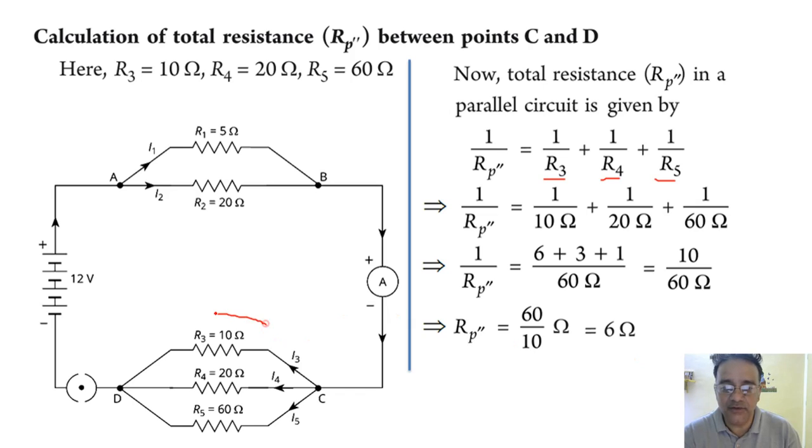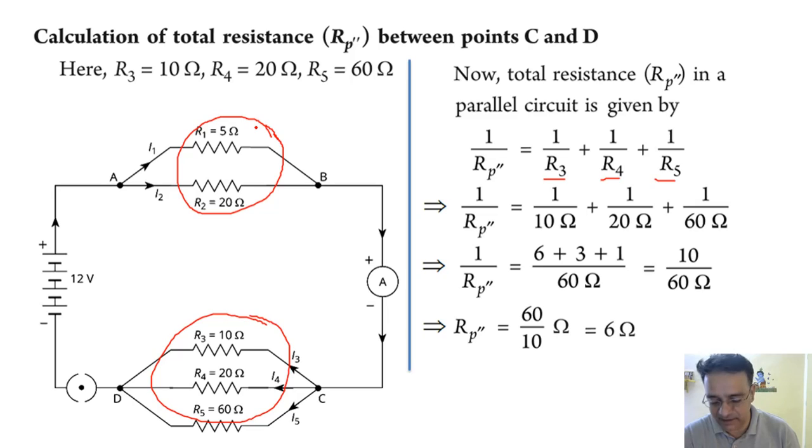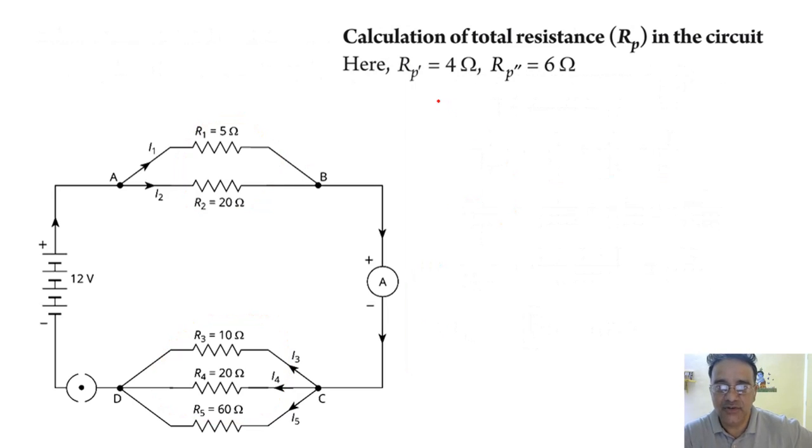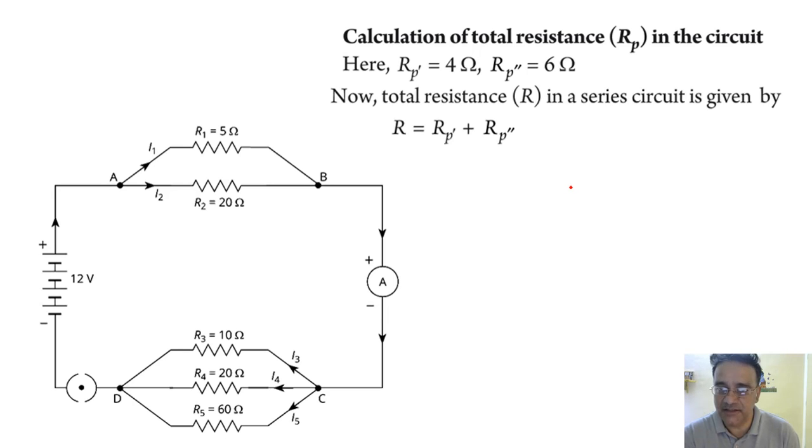Now we got the equivalent resistance of this as 6 ohm, and for the other we got 4 ohm. So now we will add both. These two resistances are in series. So R is equal to RP dash plus RP double dash, that is 4 plus 6 ohm. So the equivalent resistance is 10 ohm. So the total resistance is done.